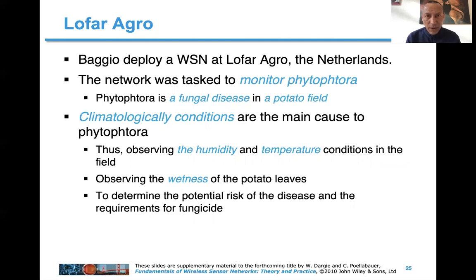So understanding the microclimate in this field was important for the researchers, again, to predict the presence and the magnitude of fungus, so that they can estimate the amount of herbicide they can apply to fight this fungal disease. So the idea was to monitor the humidity and the temperature in the field, and also wetness in the air, because it also contributes to the development of this fungal disease.